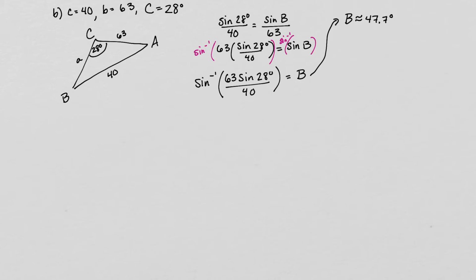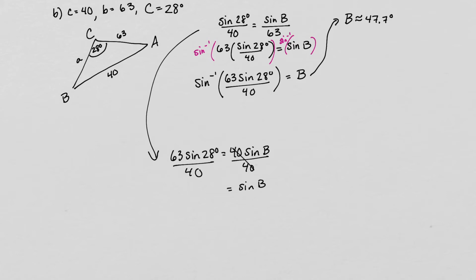You could cross multiply, but if you do, you're going to come to the exact same point I'm at. I'll draw it down here, but I'm going to erase it because I need this room for other stuff. Had you cross multiplied, you would have gotten 63 sine 28 degrees equals 40 sine B. Again, you're trying to get B by itself, so you would divide both sides by 40. Then you're at the exact same place I was: the sine of B is equal to 63 sine 28 degrees divided by 40.